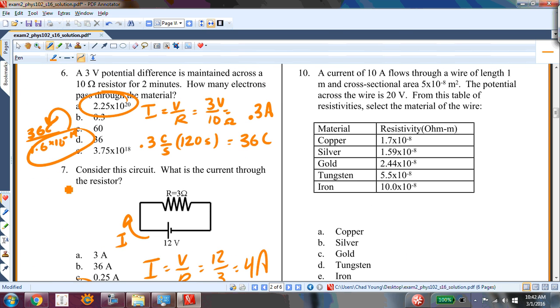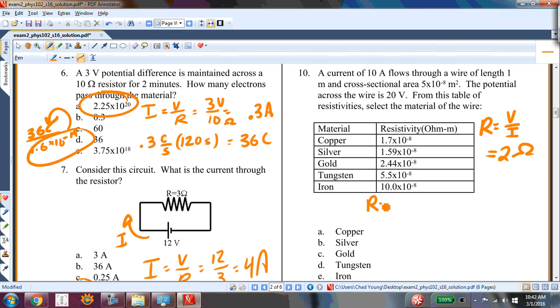All right, current flows through this wire. What is the resistivity of the selected material? So a couple things we need to do first. I need to figure out the resistance from Ohm's law. V is equal to IR, so R is equal to V over I. So that's going to be V, which is 20, over 10, or 2 ohms. So I have 2 ohms for my resistance.